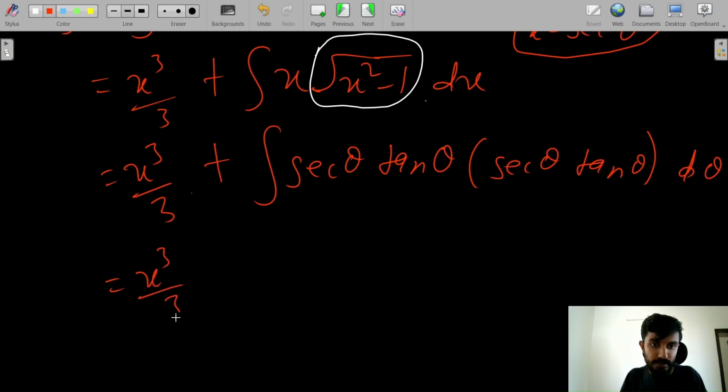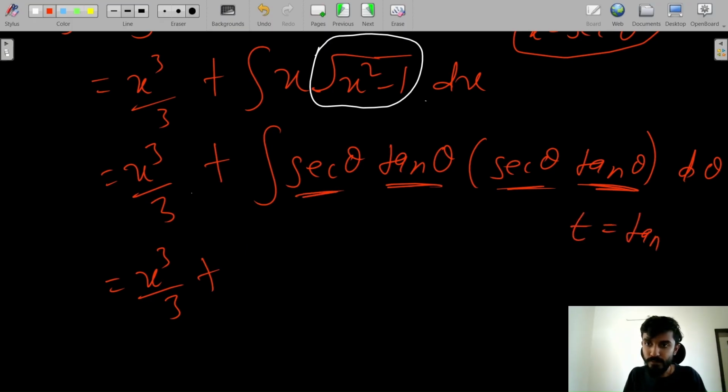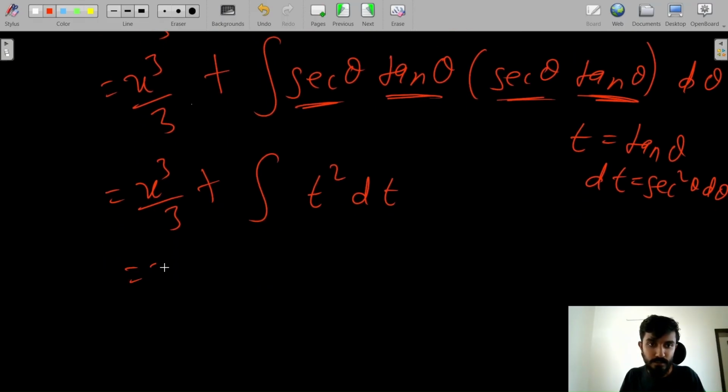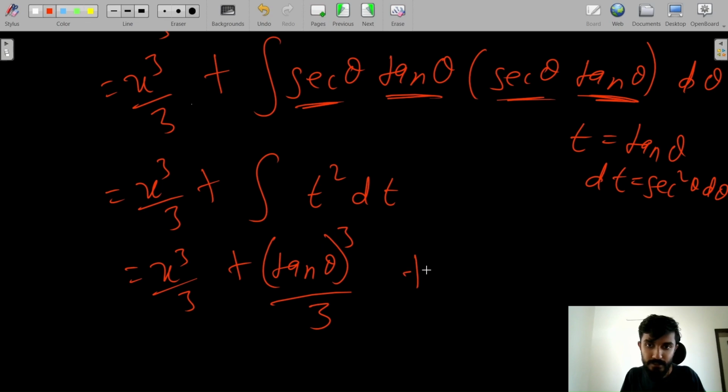Now how do you proceed? Here we have tan square theta secant square theta, right? What if I substitute t equal to tan theta? What do I get? t square, because tan square theta, and then you have secant square theta d theta, but dt is just secant square theta d theta, so dt, right? So x cube by 3 plus tan cube theta by 3 plus c.